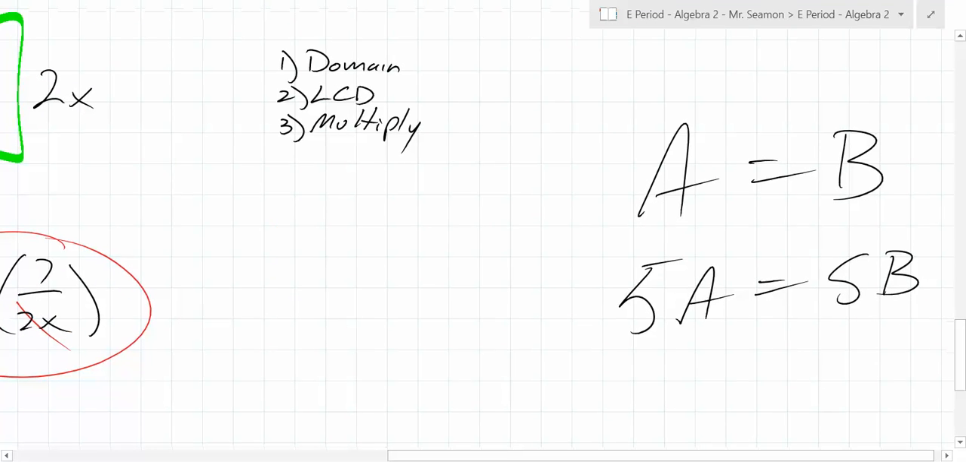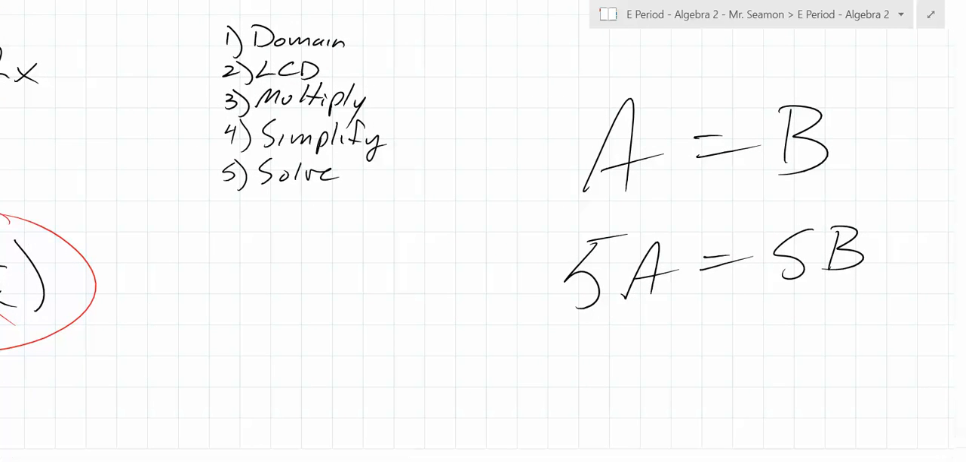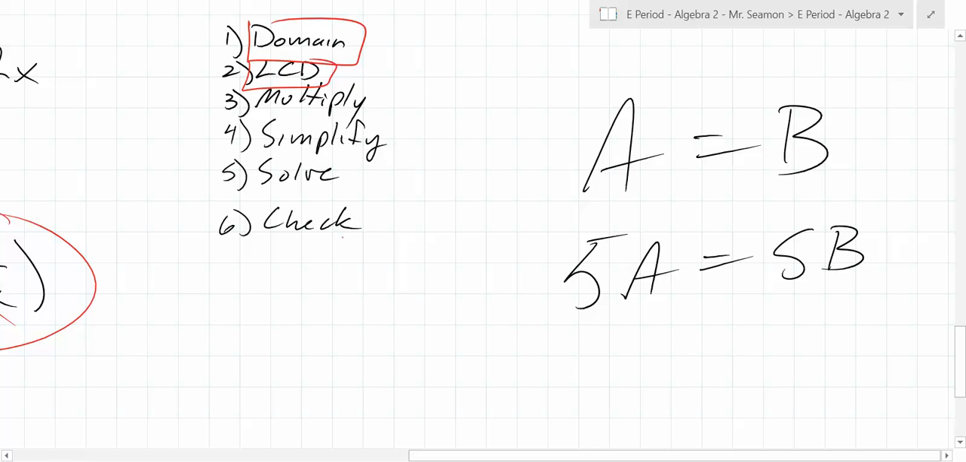So that last thing was we multiplied. We could say simplify. So we multiply, simplify, and solve. I'm writing out too many steps here. We'll simplify this again. But after you solve, what's a great thing to do at the end? Check. The big important ones are, kids, that you need to remember: domain, LCD, and solve. Those are the big 3. What are you going to do with the LCD? Multiply everything by the LCD.